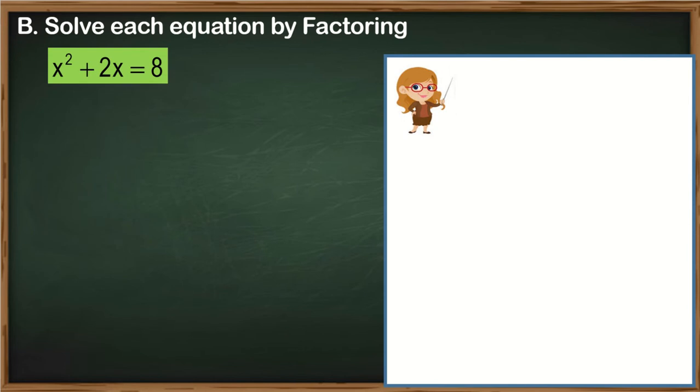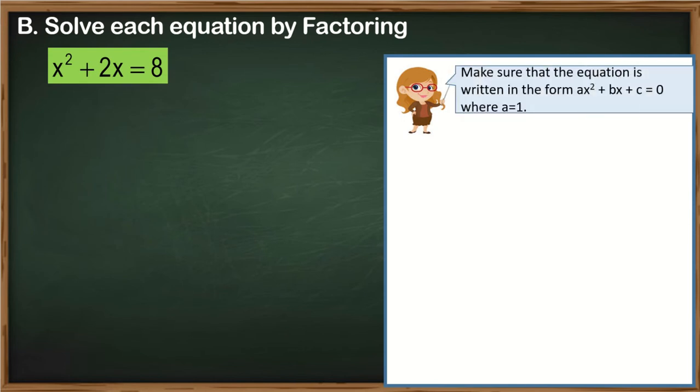We have x squared plus 2x equals 8. Again, make sure that the equation is written in the form ax squared plus bx plus c equals 0, where the leading coefficient of x squared is 1. The leading coefficient of x squared is 1, but if this is not yet written in the standard form, so itatranspose natin si positive 8 sa left side, so magiging negative 8. So we have x squared plus 2x minus 8 equals 0. Then, mag-prepare tayo ng dalawang parentheses kung saan ilalagay natin yung kanyang mga factors.